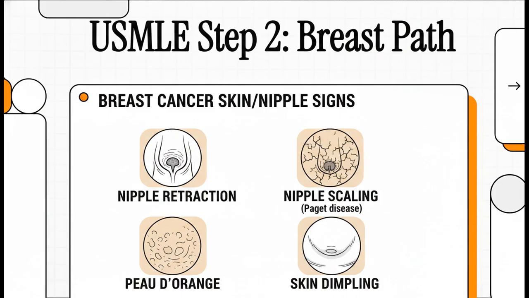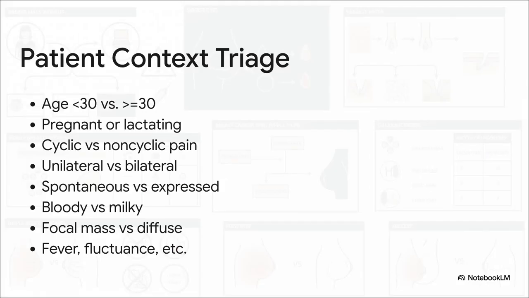Let's get to it. First up, patient context triage. We're looking at age under 30 versus 30 and older, whether they're pregnant or lactating, cyclic versus non-cyclic pain, unilateral versus bilateral discharge, spontaneous versus expressed, bloody versus milky, focal mass versus diffuse nodularity, and any fever, fluctuance, or concerning skin changes. You absolutely have to establish this context the second you read a presentation to figure out the right pathway. It's like finding those key forks in the road.